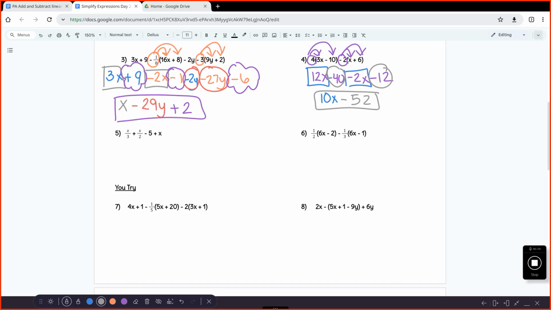All right, and number 5. I personally don't like when I see the x's in my numerators like this. Me personally, I think of it like this.